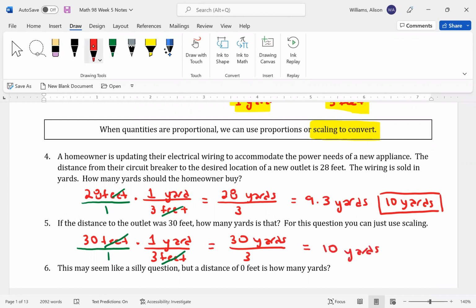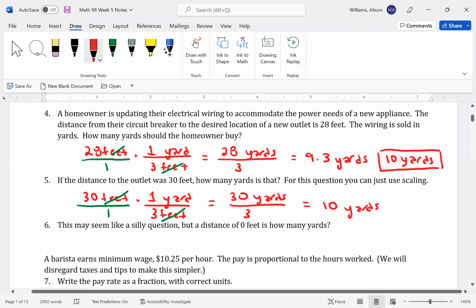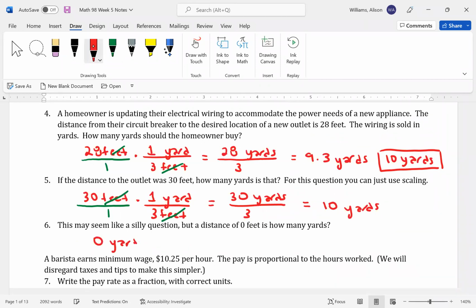All right. So a distance of 0 feet is how many yards? Well, it seems like a silly question, but the answer is 0. It isn't a silly question. We'll talk more about that when we are looking at proportions and determining whether things are in fact proportional.